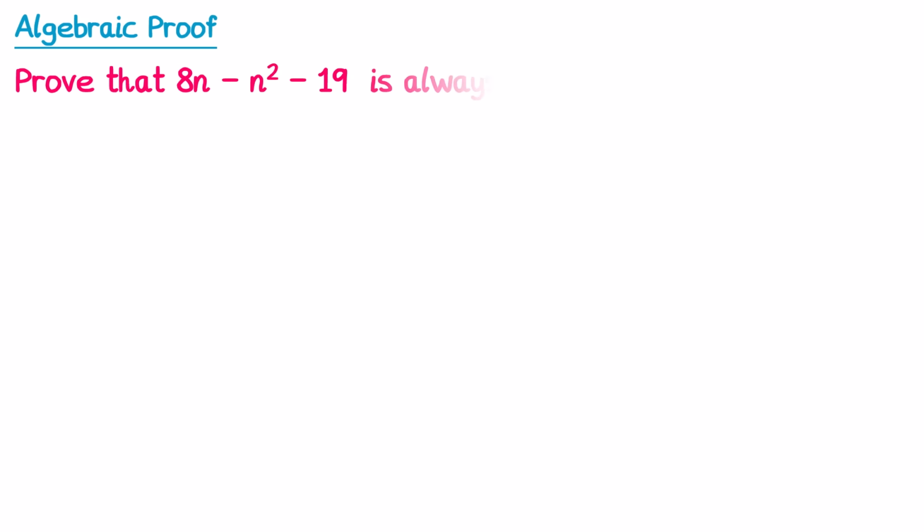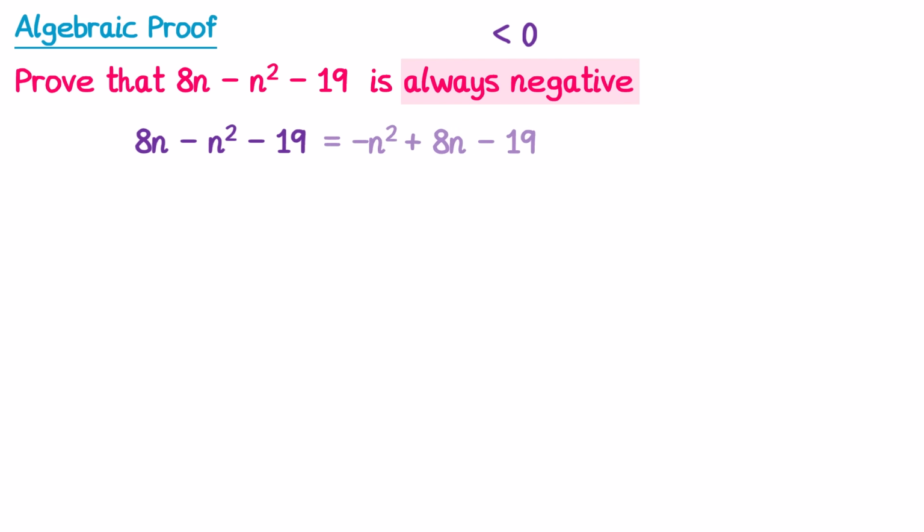So this time we're going to prove that this is always negative rather than positive. If something's negative, it must be less than 0. We will also complete the square to do this one. So if we take the expression, since this one has a negative n squared, I'm going to reorder the terms first. So we have negative n squared plus 8n subtract 19.